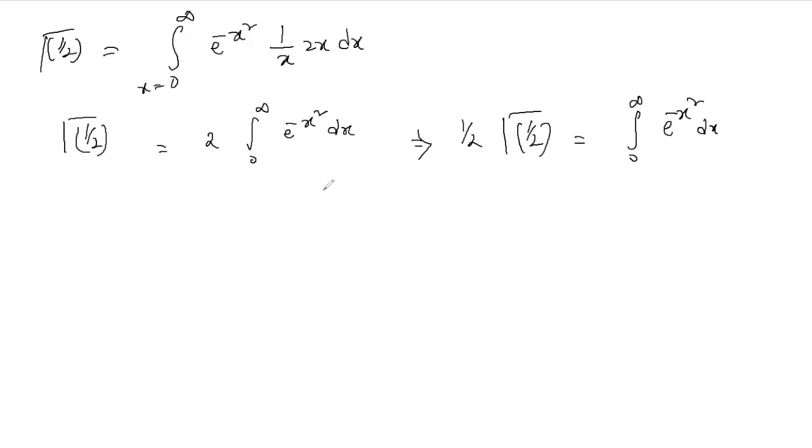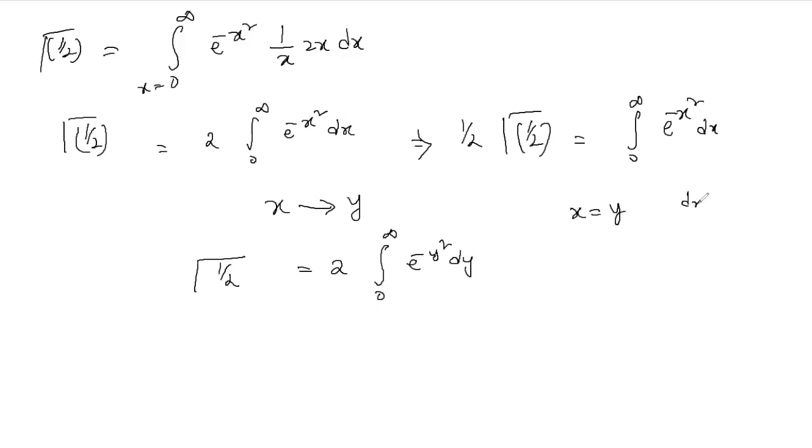Now let us change the variable x to y. By changing x to y, we have gamma half equal to 2 times integral 0 to infinity e to the power of minus y square dy. So x to y, dx to dy; x going to 0 gives y going to 0, and x going to infinity gives y going to infinity.